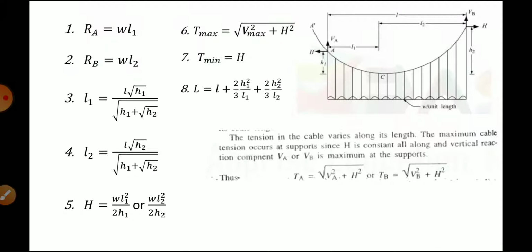Okay. So this is a set of formulas that you have to learn when the cables are supported at two different levels. The derivation is available in the textbooks. You can refer to that if you are not interested to learn it by heart, but the derivation being a little bit complicated, we just skipped the derivation part.